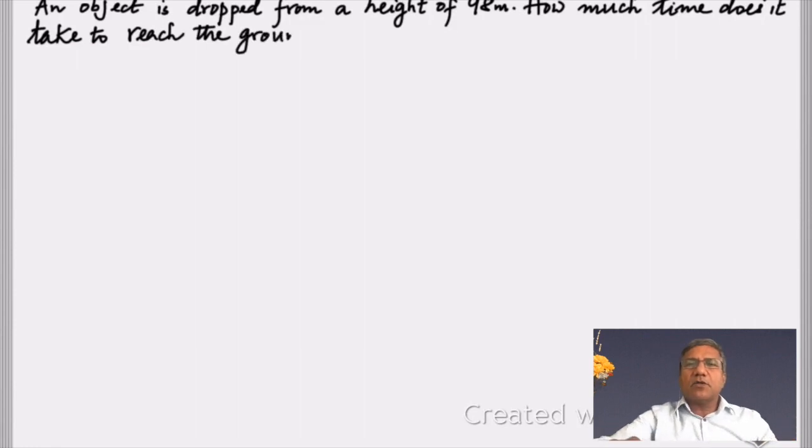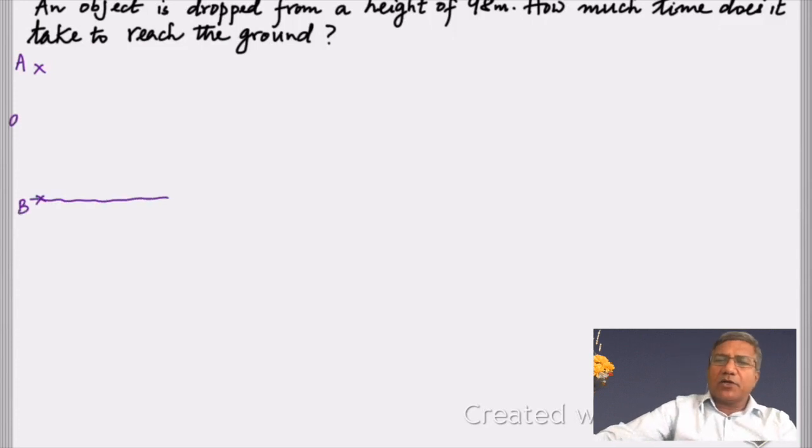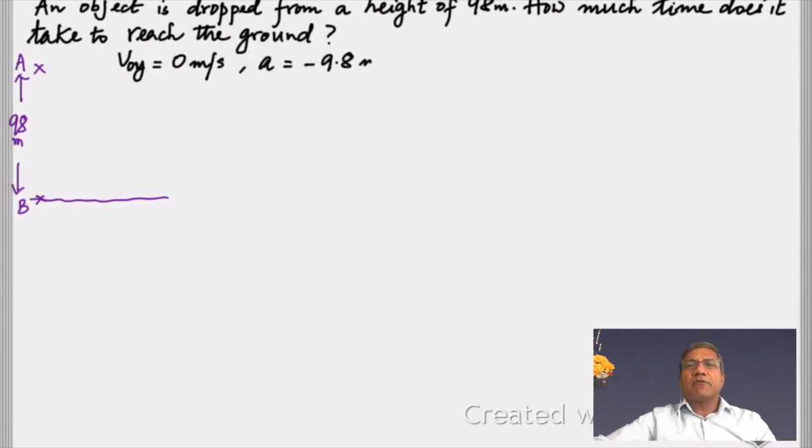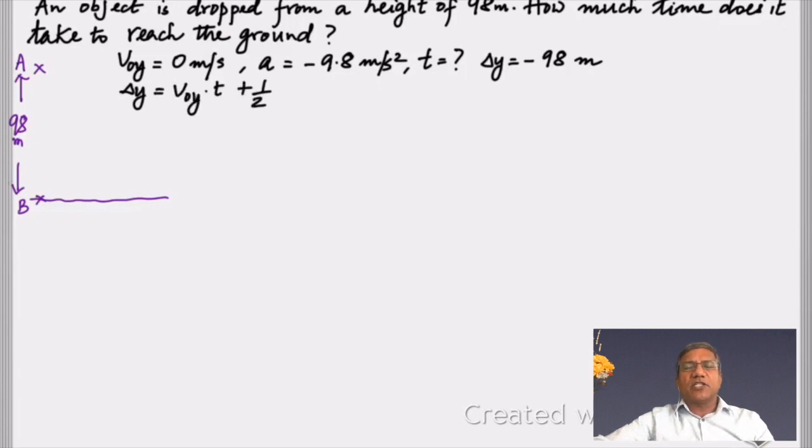All right. So what are the given quantities here? Let's start with the diagram. So you have this point A here, and ground is at B. So 98 meters is the vertical displacement. We have the initial velocity as 0. And the acceleration is, of course, negative 9.8 meters per second squared. The displacement, delta y, is negative 98 meters, and we've got to find time.